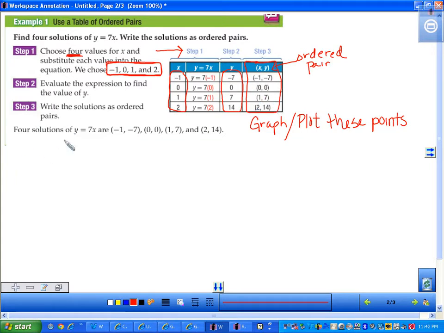So your solution for y equals 7x are -1, -7, 0, 0, 1, 7, and 2, 14. Now we're going to graph this information. So we're going to graph on my freehand coordinate plane.